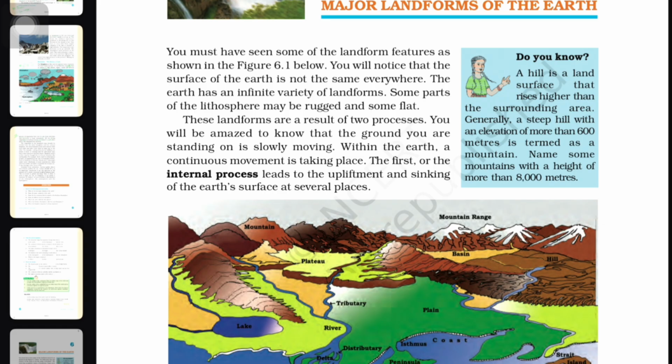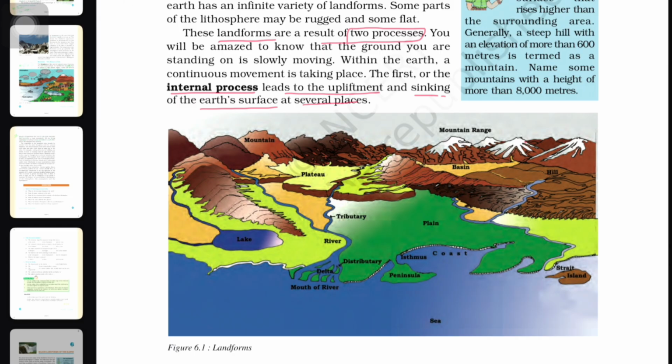So the landforms are a result of two processes. Which are these two processes? The first one is the internal process. The internal process leads to the upliftment and sinking of the Earth's surface at several places. In figure 6.1, there are major landforms like mountain ranges, plateaus, basins, hills, lakes, tributaries, plains, river, delta, mouth of the river, distributaries, peninsula, isthmus, coast, strait, island, sea. So these are a few landforms which are available on our planet Earth.